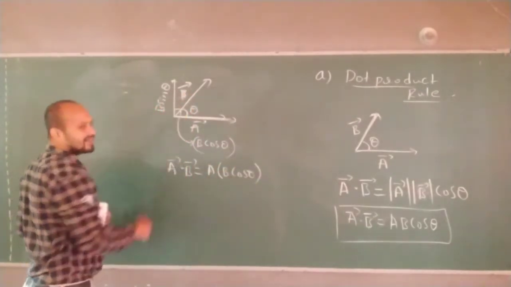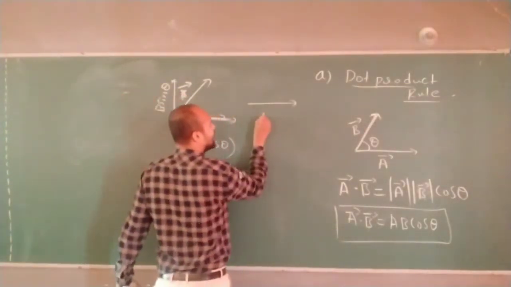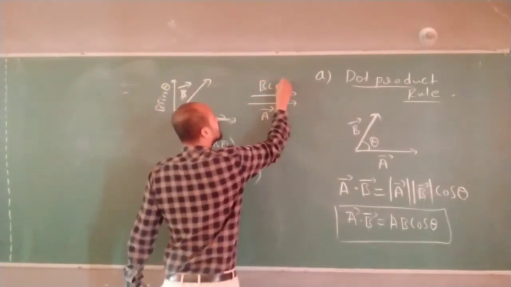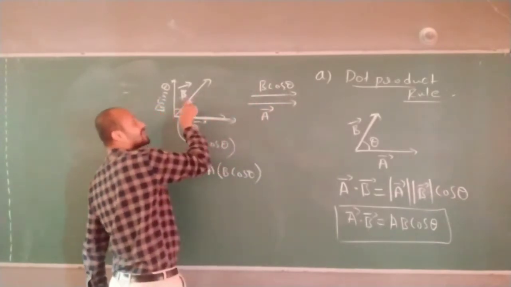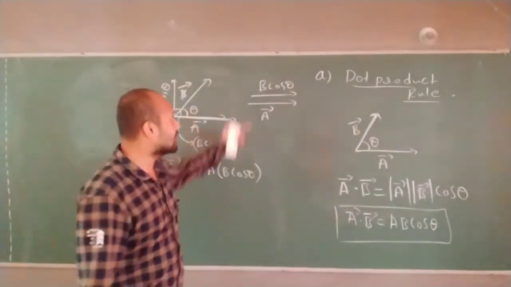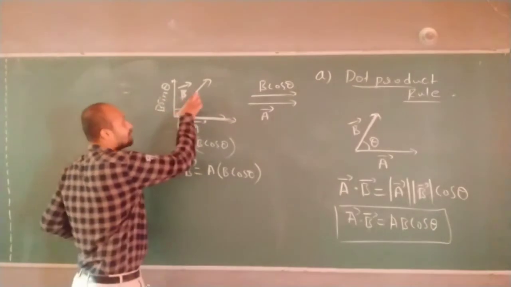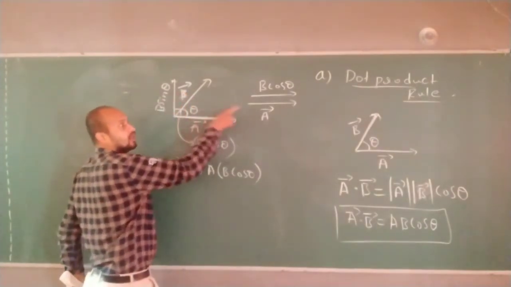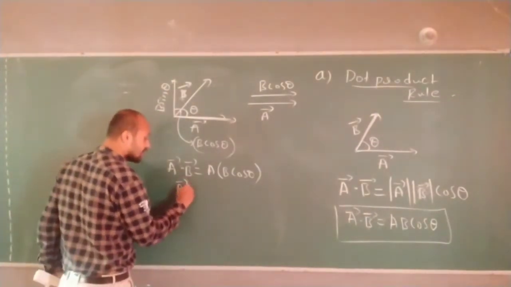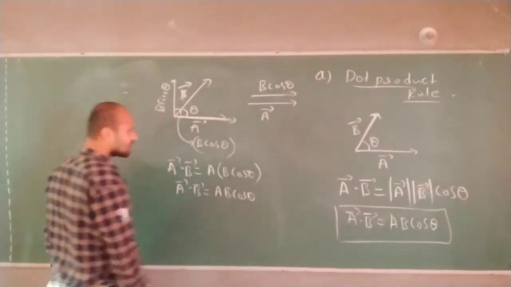If I take two vectors, what did I multiply? I multiplied the magnitude of vector A and the component of the vector B which is parallel to A. Correct? I multiplied the component of vector B which is parallel to A. This is very important to understand. So A dot B here will become what? AB cos theta.